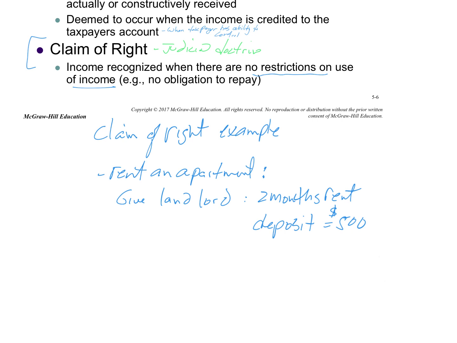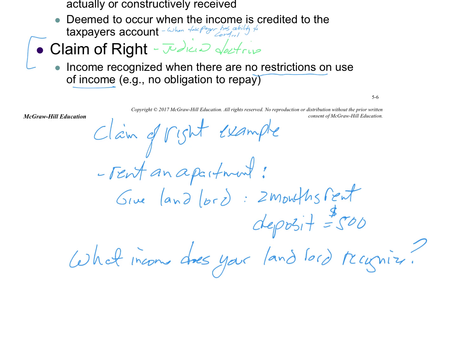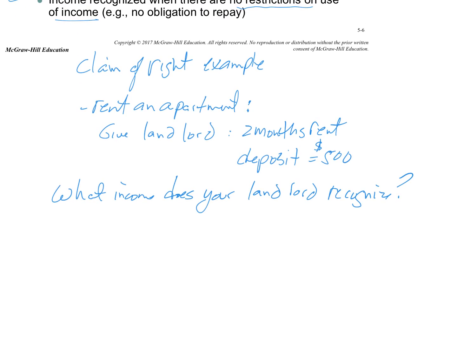What income does your landlord recognize? All right. Well, you paid rent, okay? So the landlord is going to recognize rent income, right? But what about that deposit?